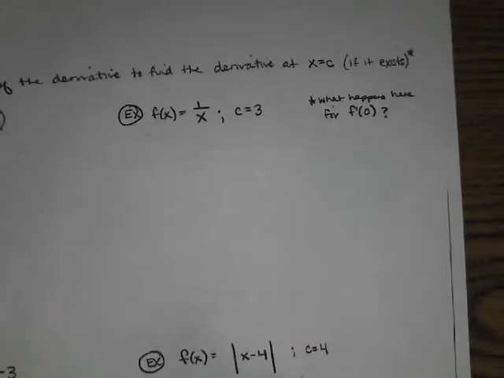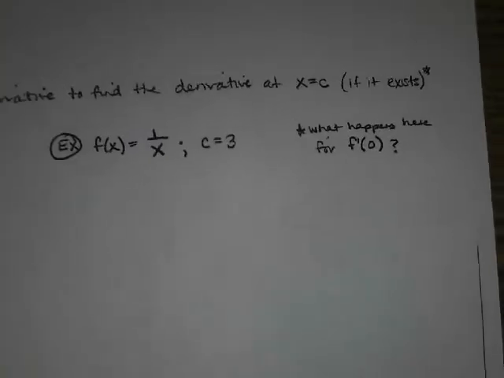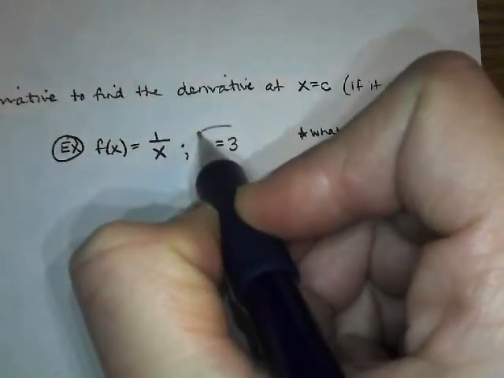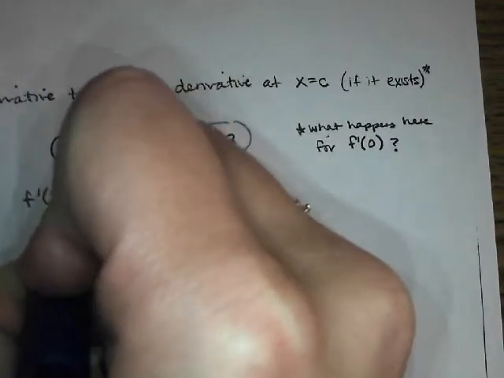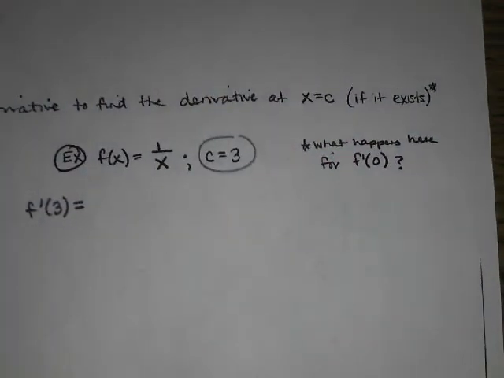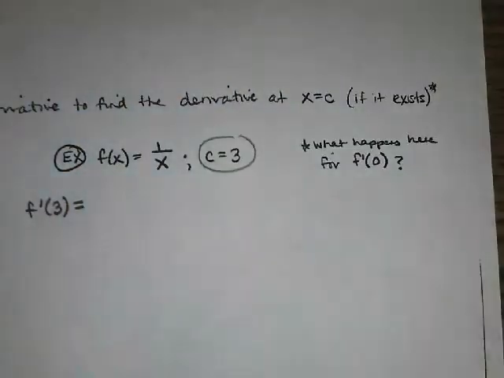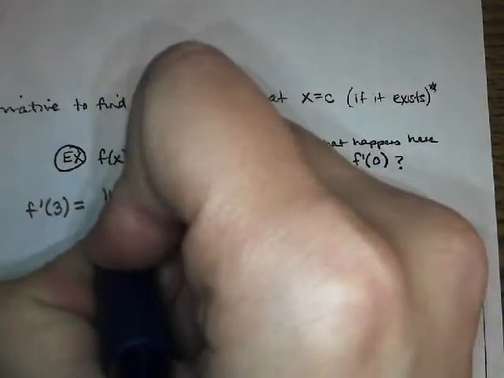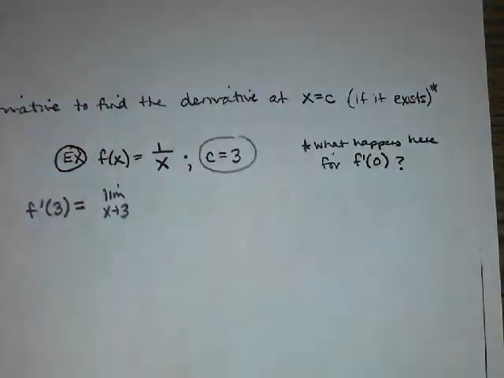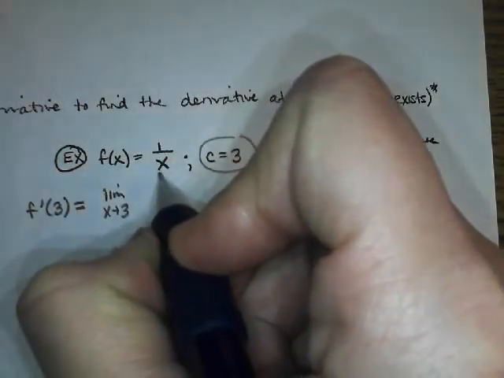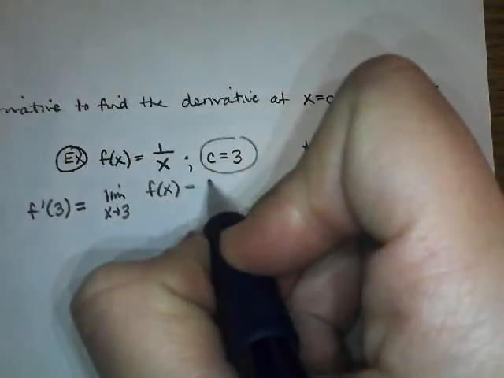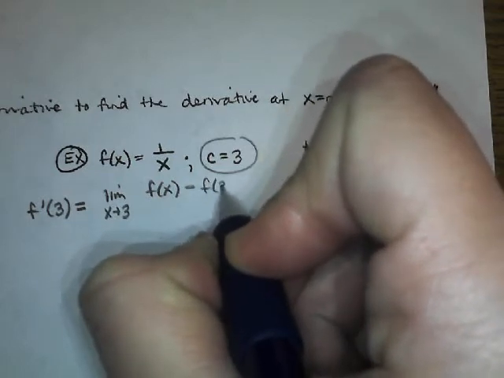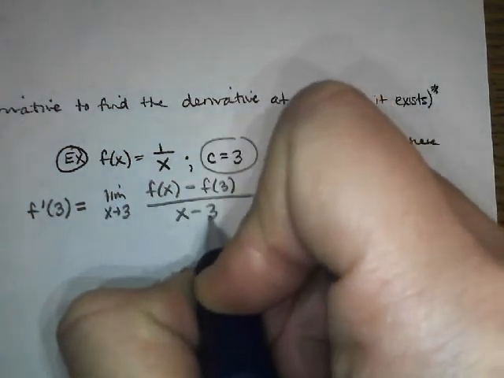So if we jump to the second one, which is an f of x rational graph, we're looking for a derivative at 3. So f prime of 3 is what we're looking for. I'm just following that formula from above, changing all of my c's to 3. So limit as x approaches 3 of f of x minus f of c, which would be f of 3, over x minus 3.